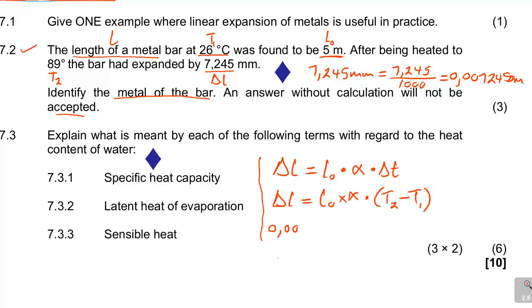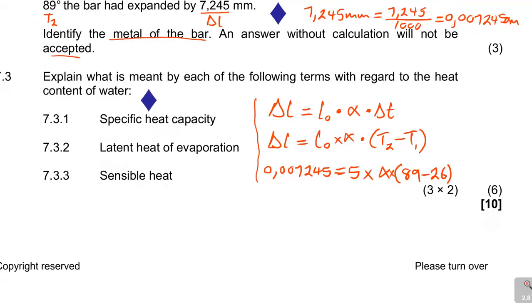So the change in length, which is my 0,007245, is equal to my initial length, 5 meters, times alpha, the coefficient of expansion, which we don't have, and then we have T2, which is 89 minus T1, which is 26. So now if I simplify this, I just want to show you how you can make this much easier to simplify. Remember, now I need to make alpha the subject of the formula.